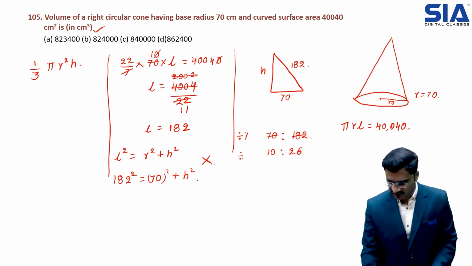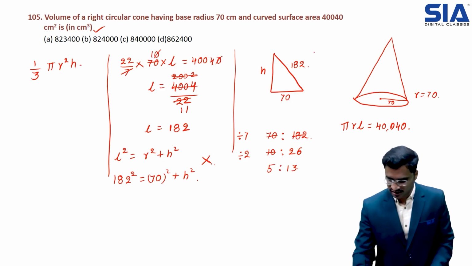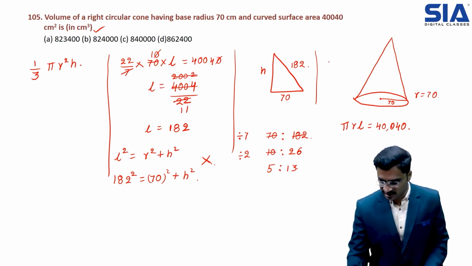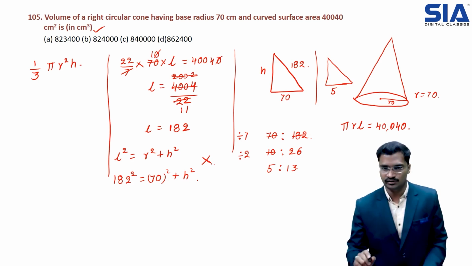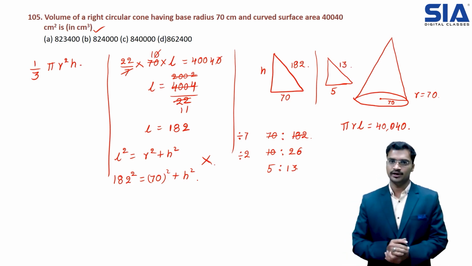Then after that, I am dividing it with 2. 2 fives are 10, 2 thirteens are 26. So instead of this triangle, I can write a simpler triangle, which is 5. The radius is 5. Instead of 70, I am writing 5, maintaining the ratio. And instead of 182, I am writing 30.